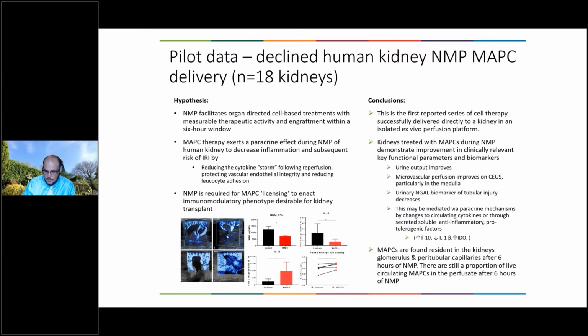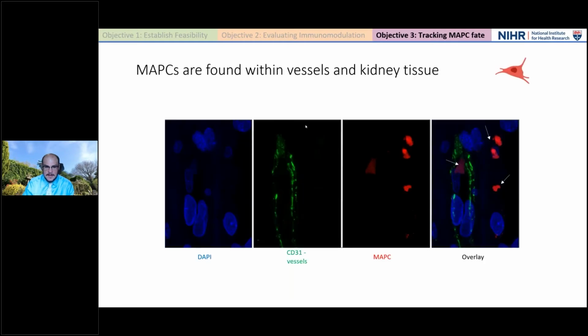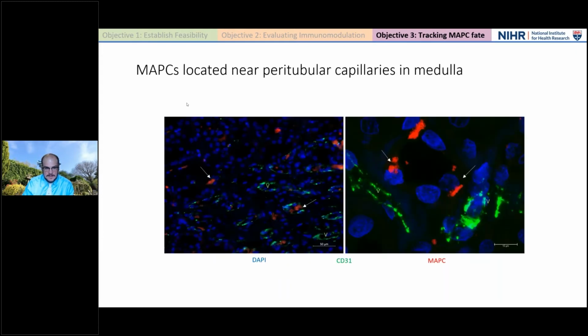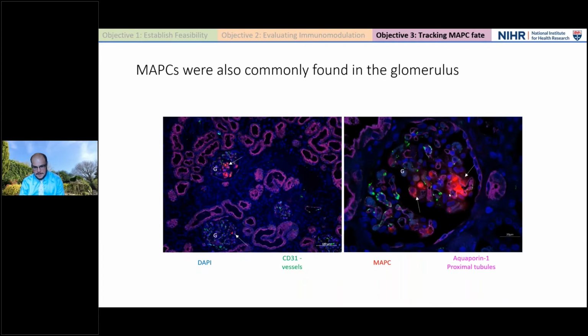And we were also able to see where these MAPCs were going, in the kidney through biopsy, and I'll show you a bit more about that. So looking at the MAPCs in the tissue, we're able to see that here they're labeled in a red dye, but we can image them in the vessels and the tissue. And particularly, we were able to see that these seem to home towards the peritubular capillaries in the medulla, which may then be stimulating the biological effect that I just mentioned. But they're also found in the glomerulus of these kidneys as well.